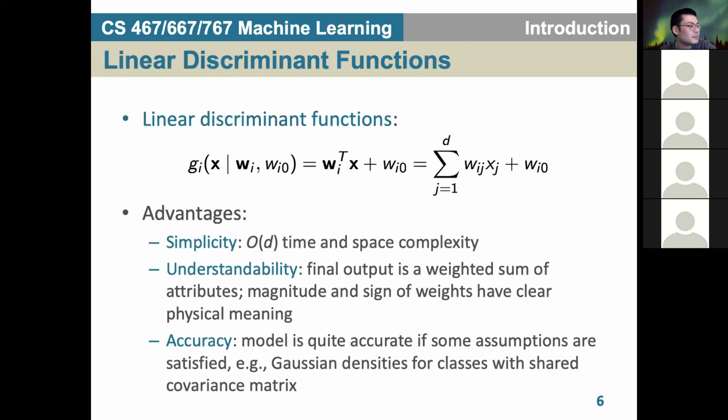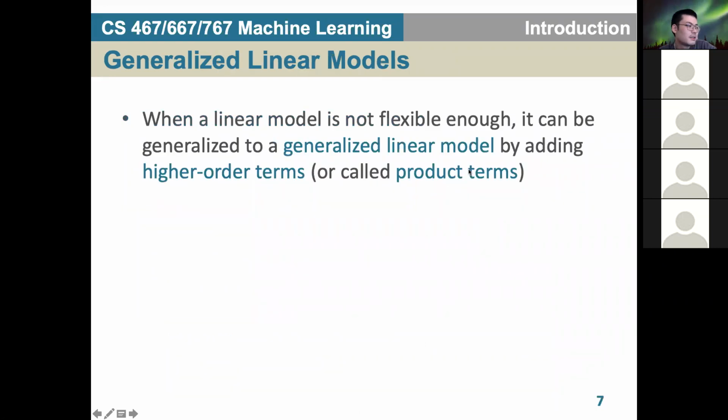Yeah, so as we said, maybe some data, like the car engine, right? So the family car classification problem, this cannot work, right? So how do we handle this case? When a linear model is not flexible enough, it can be generalized to a generalized linear model, okay? By adding, for example, high order terms. This is one example. We call it a product term.